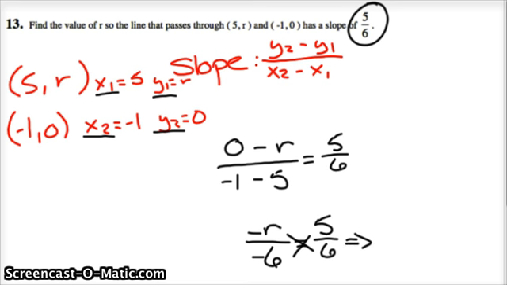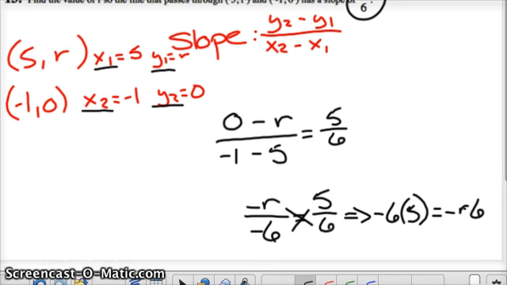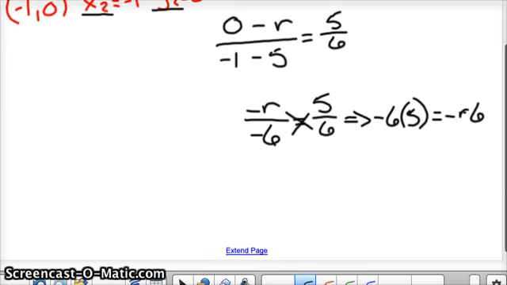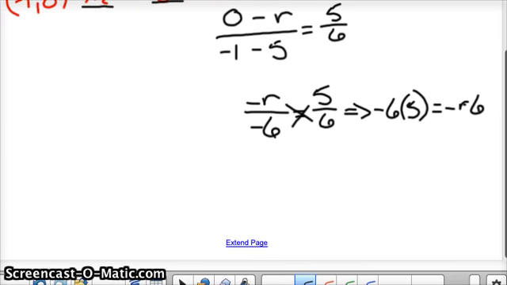If I cross multiply, I get -6 times 5 is going to be equal to -r times 6. Move this down a little bit. So -6 times 5 is going to be -30. And -r times 6 is -6r.